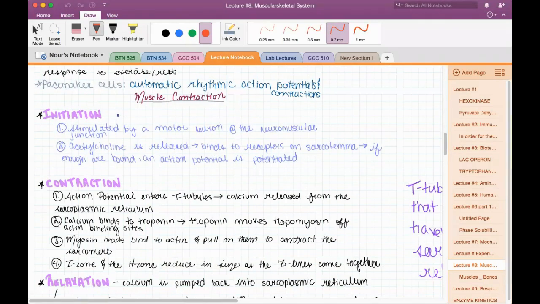A muscle cell mostly gets stimulated by a motor neuron, which means it'll take directions from the brain and act on them, right? So it'll be stimulated by a motor neuron at the neuromuscular junction. And what is the neuromuscular junction? It's basically the connection between nerve and muscle.